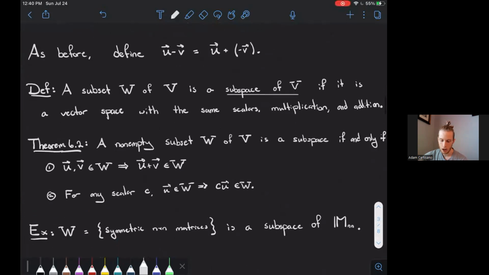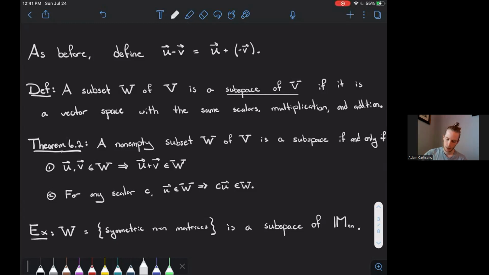Okay. Another thing that we'll do is define subtraction as the sum, so u minus v is the sum of u and the additive inverse of v. Just so that subtraction is well defined and we can use the shorthand notation. You don't have to do that. You could just write -v everywhere if you wanted to. But -v is the additive inverse of v.